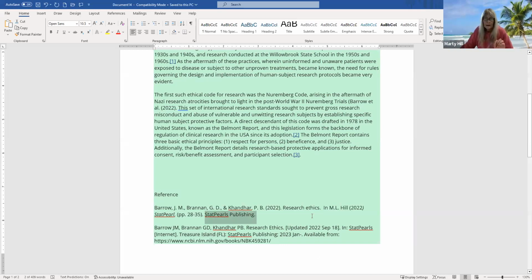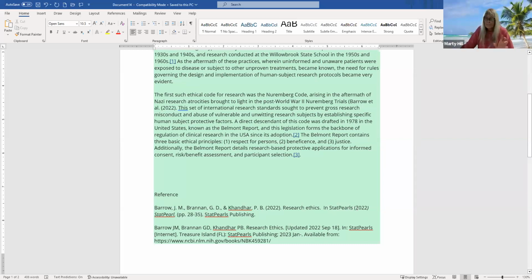Okay. So this reference is from an edited book. It's from, let's just go ahead and put StatPearls.